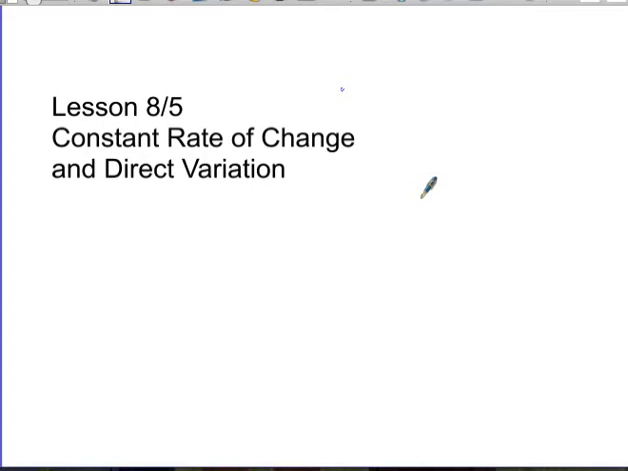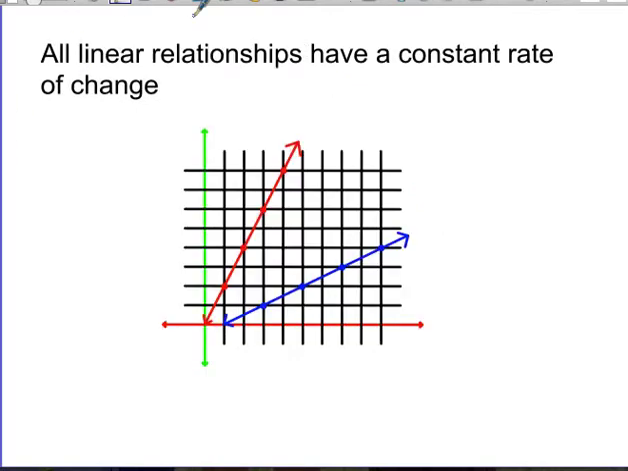Okay, lesson 8.5, constant rate of change and direct variation. We'll spend just a few minutes on constant rate of change, and then the bulk of the time we'll spend talking about things that relate to direct variation. Basically, we're only spending a couple of minutes on constant rate of change because it really just finalizes what we've talked about the last couple of days with rate of change.